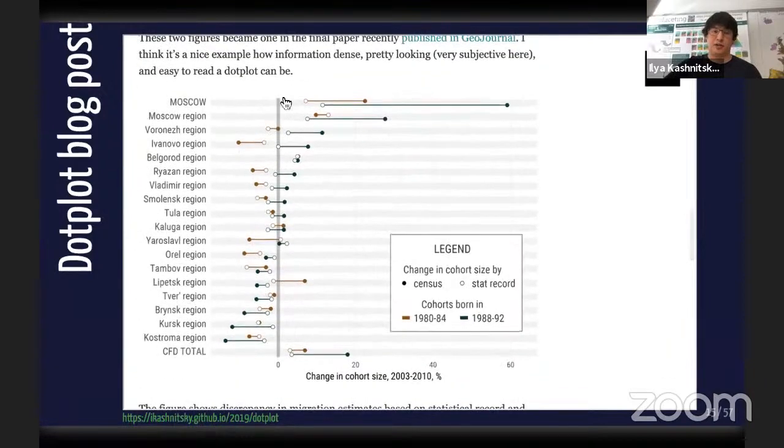And this is the final plot that went into my paper, which I think is nice and clear and easy to read, and shows a lot of information in one plot.